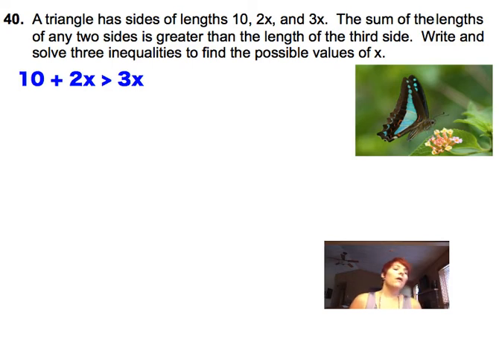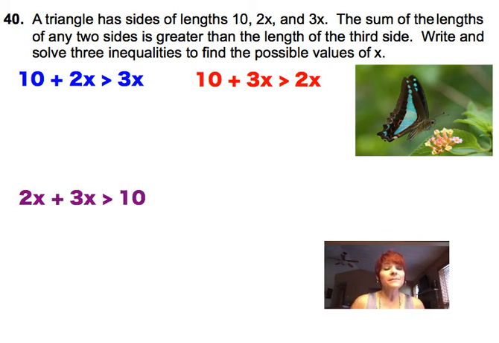So my first inequality would be 10 plus 2x is greater than 3x. My second inequality, I would take the 10 and the 3x, add them together, they'd be greater than 2x. And then the last part, I would take the 2x and the 3x, add those together, it'd be greater than 10. Notice it also says to solve those.